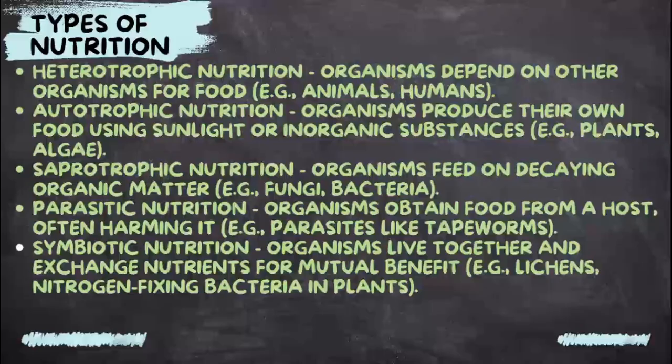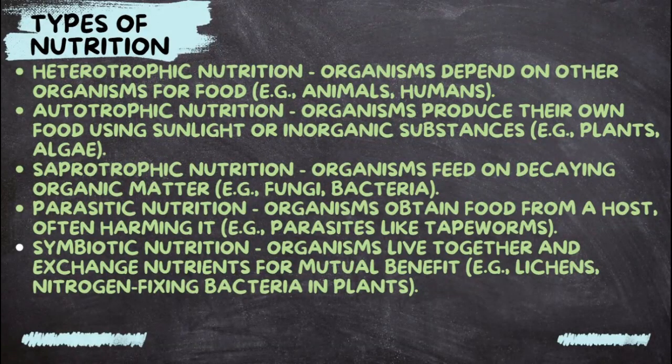Then we have the different types of nutrition. So earlier we did say that plant cells are autotrophs, right? They produce their own food. That's why they have the chloroplast, and that's why the chlorophyll within the chloroplast can absorb the energy from the sunlight, right? So autotrophs can make their own food. Examples are plants or algae.